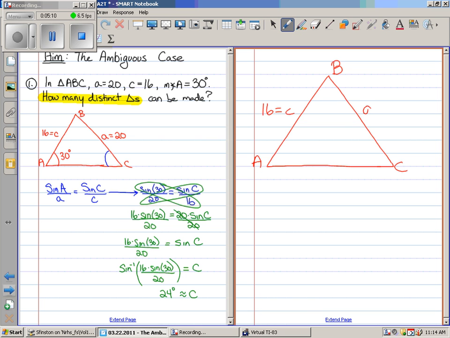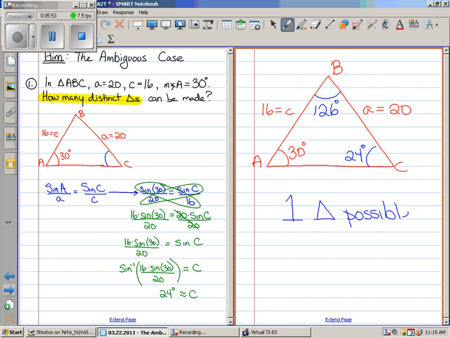The side C was 16. A was equal to 20. Angle A was 30 degrees. How much did we find out angle C was? This is 24. So how much is this angle? 126. And did I make a triangle that works? Okay. So since we hit no speed bumps along the way, what I'm telling you for right now is one triangle is possible.